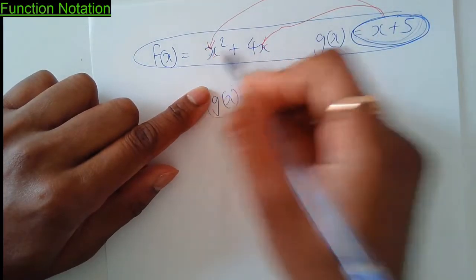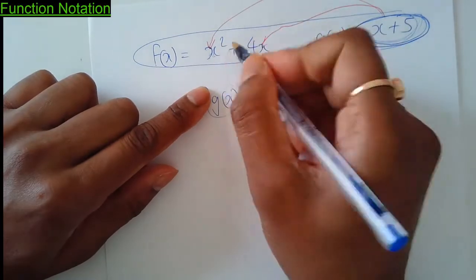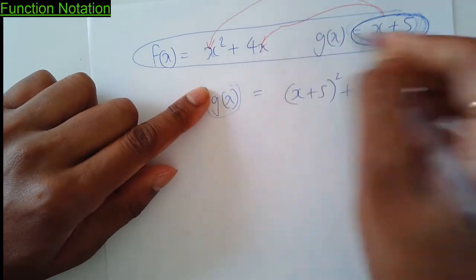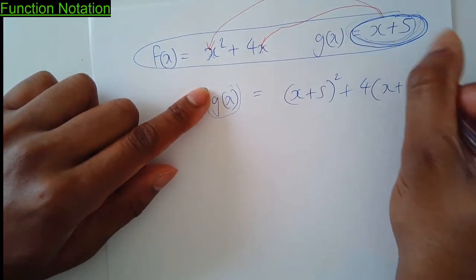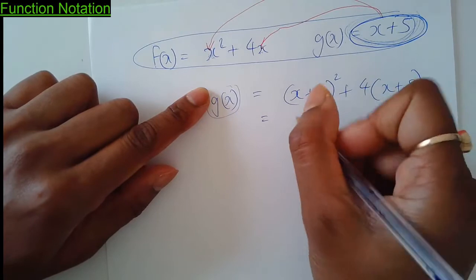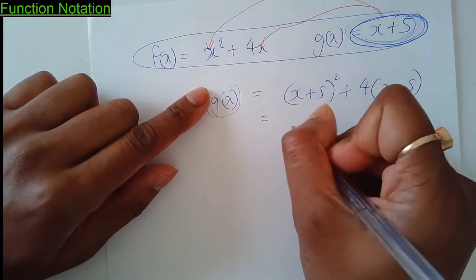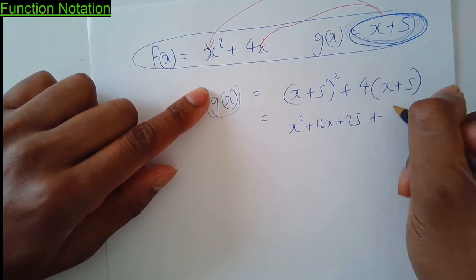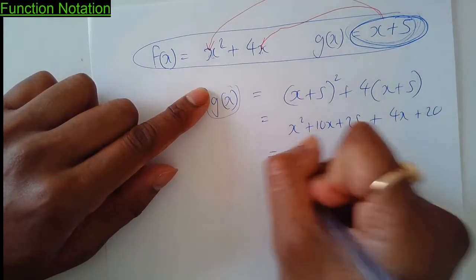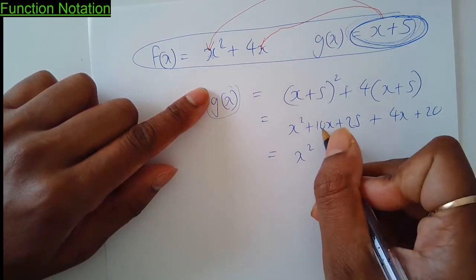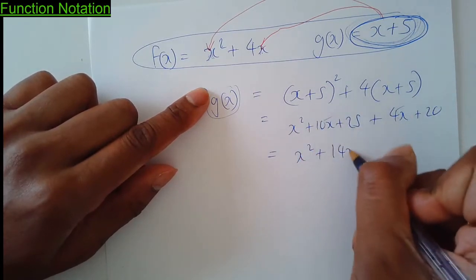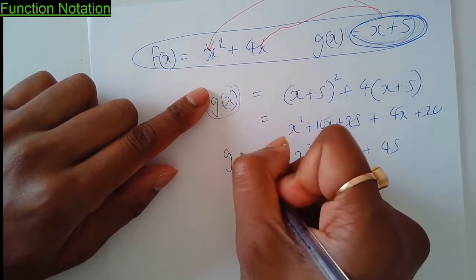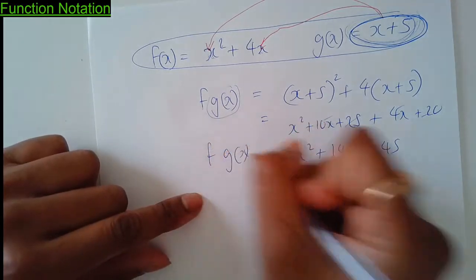Remember, I'm replacing that with all of this and then squaring it, then adding, then there's a 4 there, and replacing the x with all of that. And then you can simplify this. You can expand the brackets and then expand that one and then simplify. There. It's not g of x, it's f g of x.